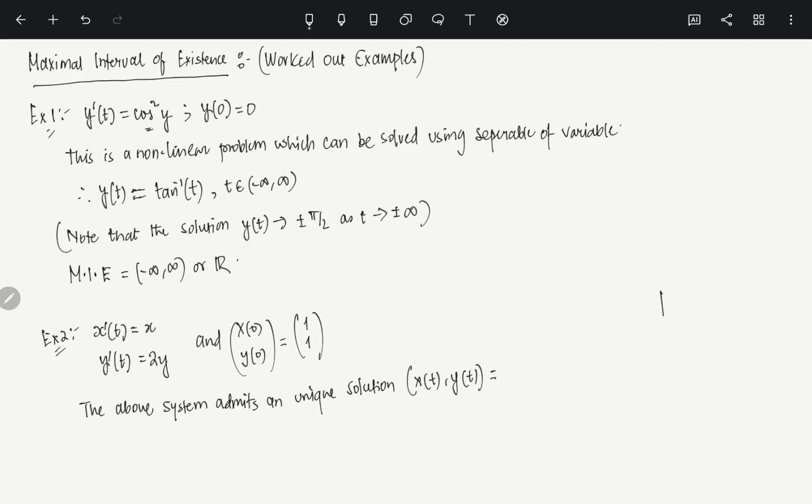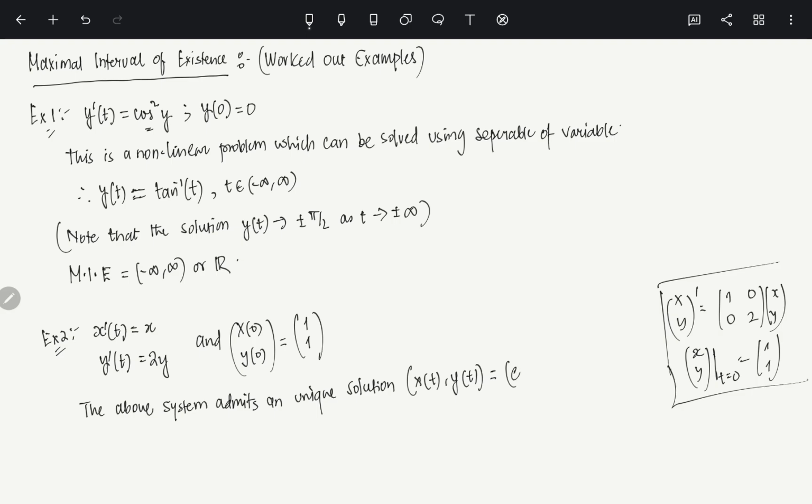If you want to write it properly, this is nothing but x, y prime equals the matrix 1, 0, 0, 2 times x, y, and the data at t equals 0 is 1, 1. You remember the fundamental existence theorem for the linear system. It says that there is a solution, and the solution exists for all t. You do not have to use Picard here. Without Picard also you can say that, yes, so we can use this theorem. But anyways, you can also solve this problem.